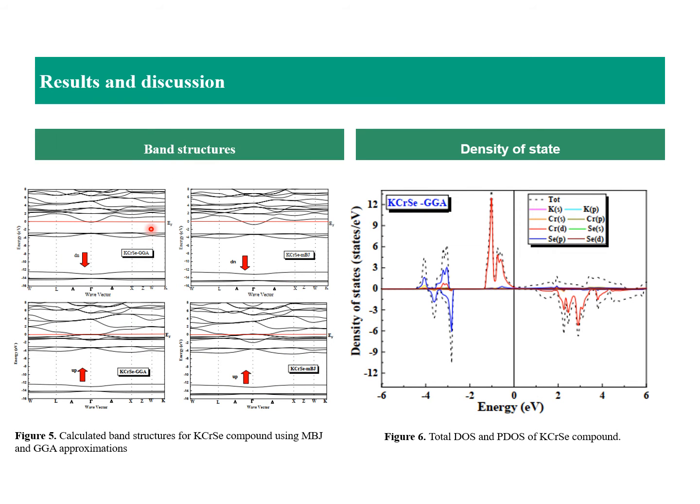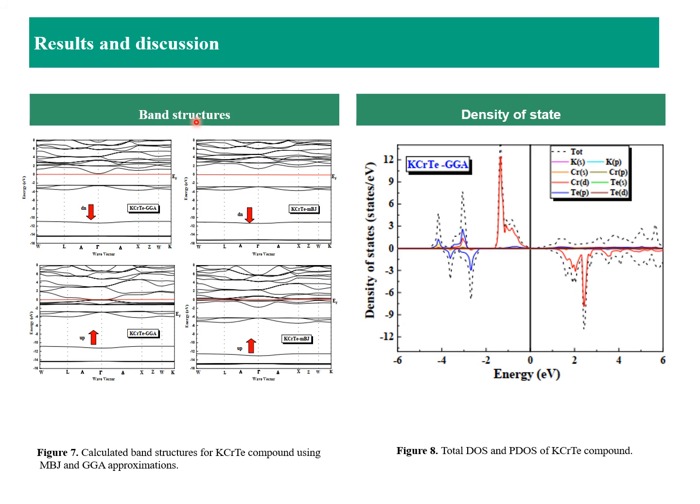Same interpretation for the second compound, potassium chromium selenium, in both approximations GGA and MBJ-GGA. For the spin up case, our compound is metallic, and for spin down, the compound is a semiconductor with an indirect band gap Gamma-X with a value of 2.81 electron volts. The same as the first compound in the density of states, the d orbital has the main contribution compared to the other orbitals.